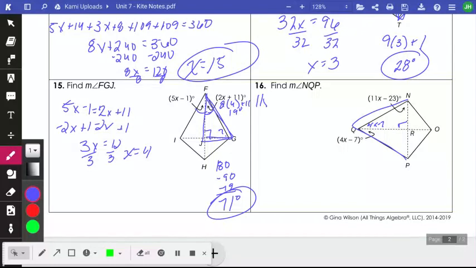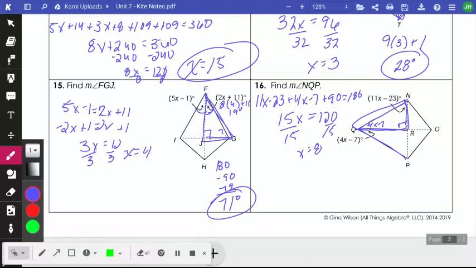So I will do 11x minus 23 plus that 4x minus 7 plus that 90 degrees equals 180. And we're doing that because this right triangle here, I have all three angles to work with. All right, so if I simplify and combine my like terms, because I'm combining my x's, I'm going to have 11x and 4x is 15x. If I do that 180 and I subtract the 90, add the 7, and add that 23, I'm going to get 120, and divide both sides by 15, and I'll get x is equal to 8.